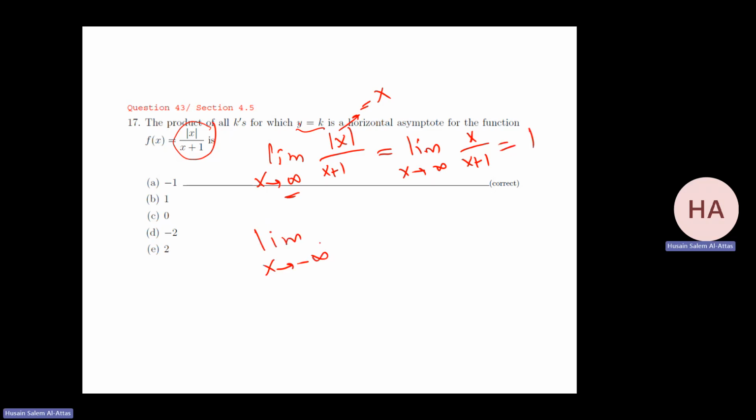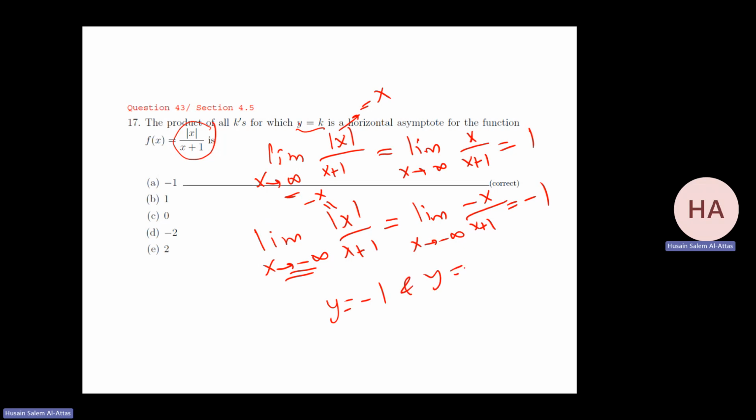Limit x goes to minus infinity. I need to get rid of this. This will be minus x, since this is negative. Minus x over x plus 1, that will be minus 1. So you want the product of all of these cases. So you have y equal minus 1 and y equal 1. These are horizontal asymptotes. The product will be 1 times minus 1, which is minus 1, and that will be the answer.